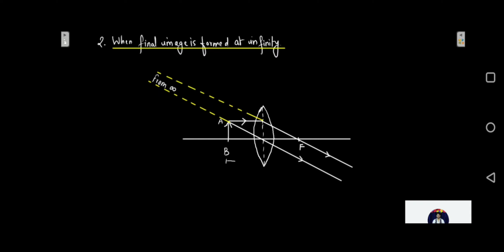So this is going to be your focal length, from here to here. This is your optical center over here, and you are going to watch from here. This is going to be your eye. You are watching from this side. So this is the working principle when the final image is formed at infinity.